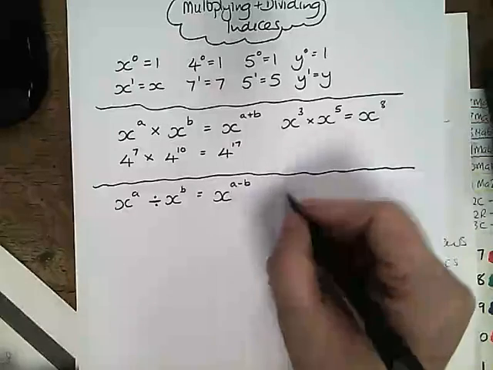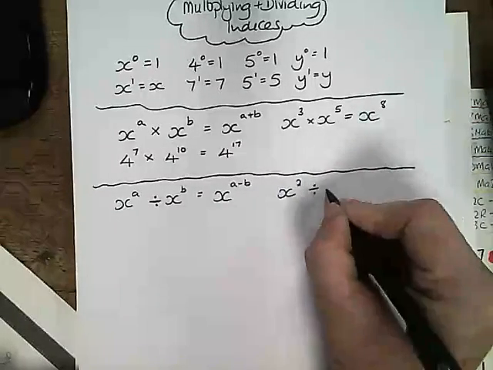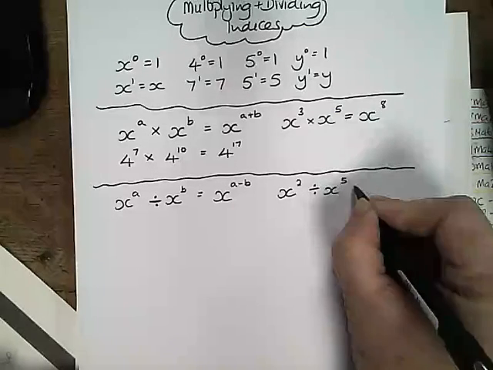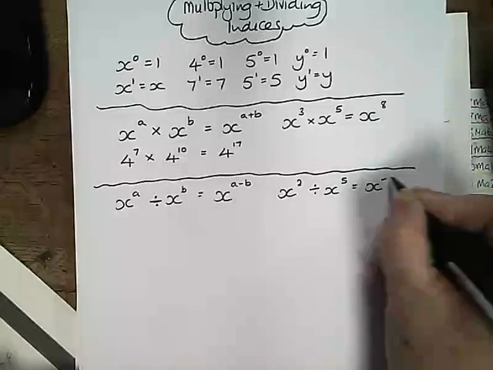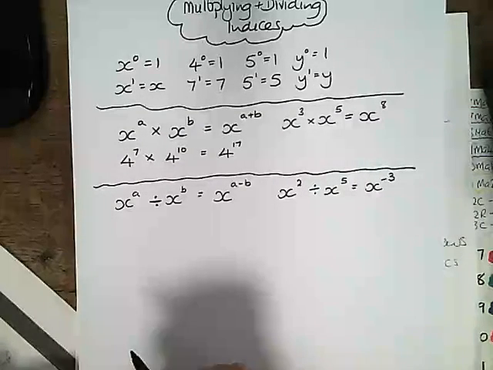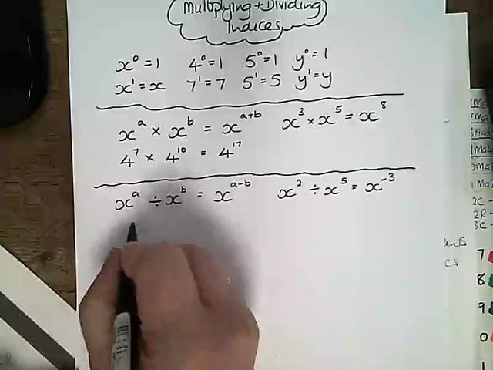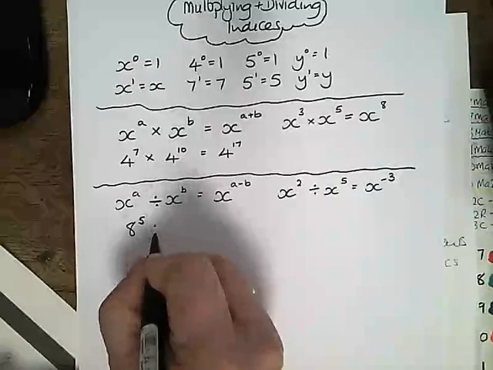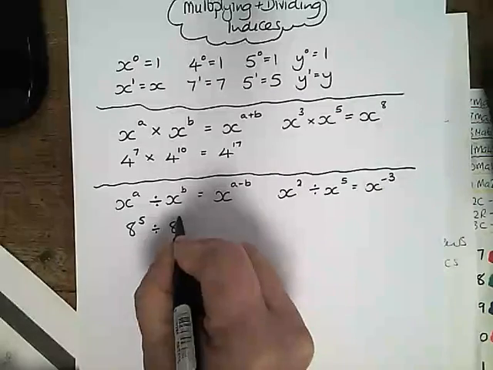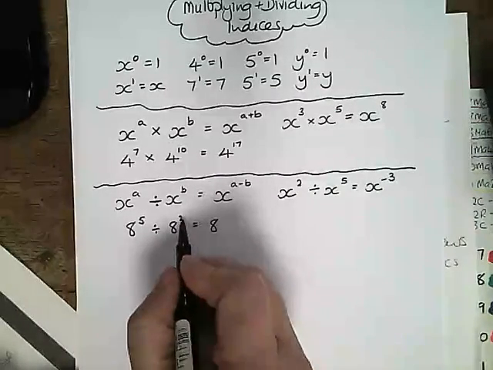So if we had x to the power 2 divided by x to the power 5, that would be x to the power minus 3, because 2 take away 5 is minus 3. And again, the same works for numbers. If we had 8 to the power 5 divided by 8 to the power 2, that would be 8 to the power 5 take away 2, which is 3.